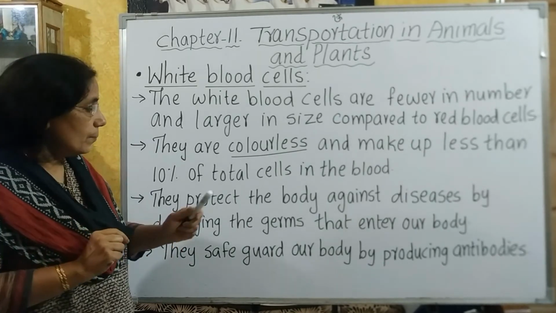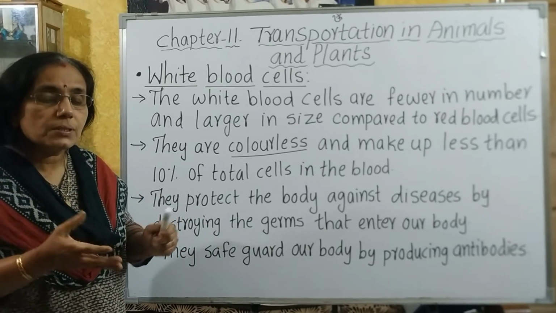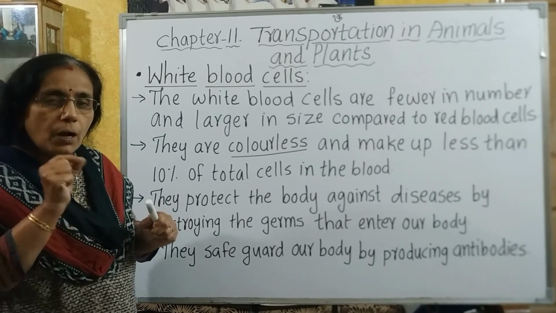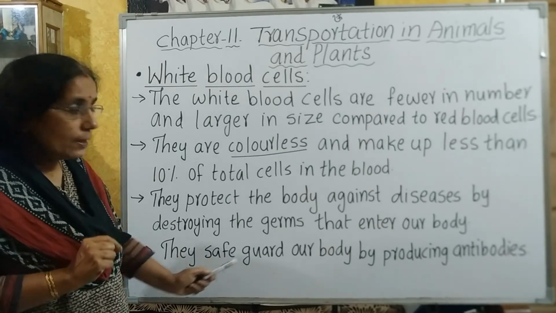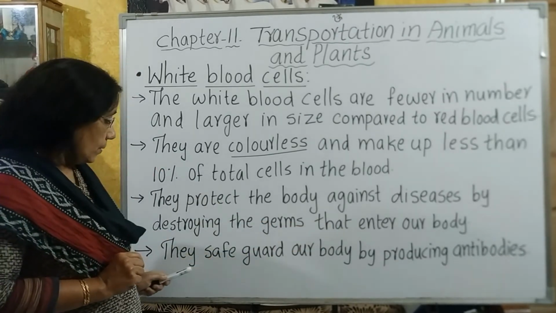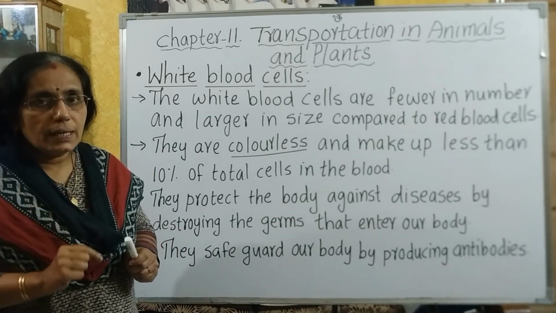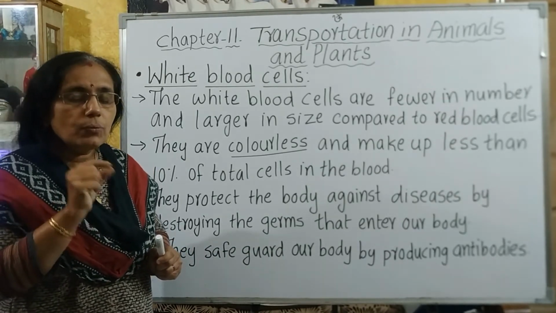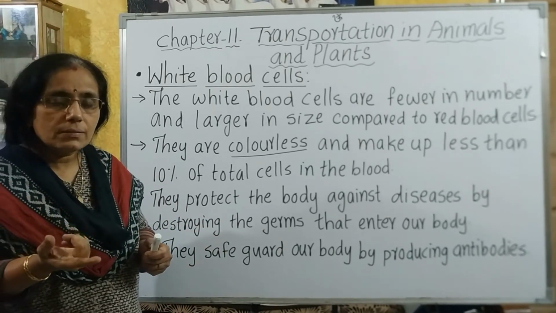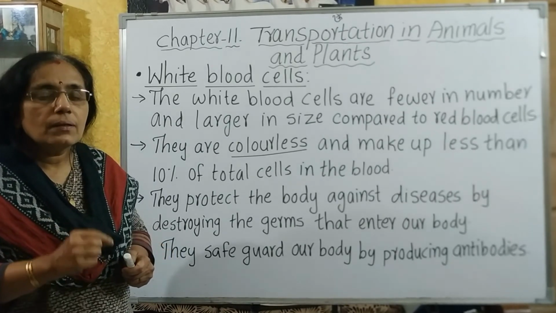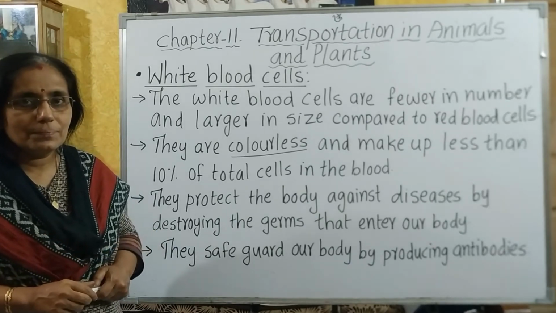Do you know why? Because they protect the body against the diseases by destroying the germs that enter in our body. How do they do that work? They produce certain antibodies and safeguard the body against the infection. You know what is antibody? Antibody is a protective protein that is produced by the white blood cells to fight against the diseases. So we can say that white blood cells of our body work like a soldier.